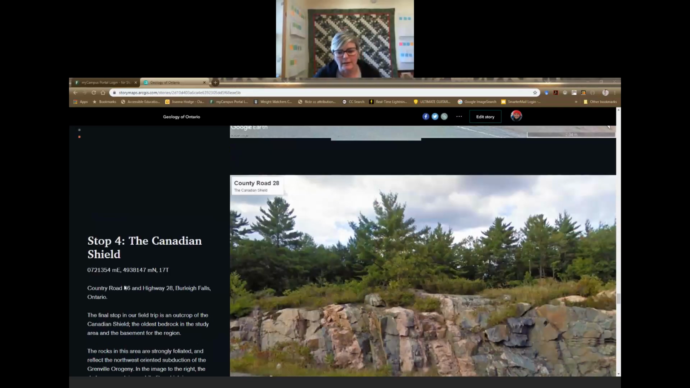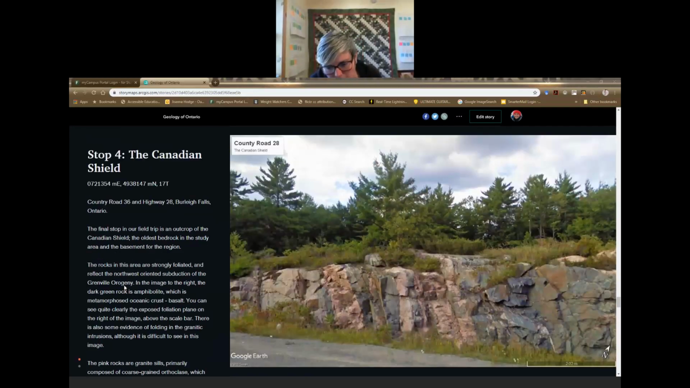If you're following along in the Google Earth file, just click on stop number 4 and you can fly there and you can take a look at the outcrop. So this particular outcrop here is at the intersection of County Road 36 and Highway 28, just outside of Burleigh Falls. And this is our last stop.